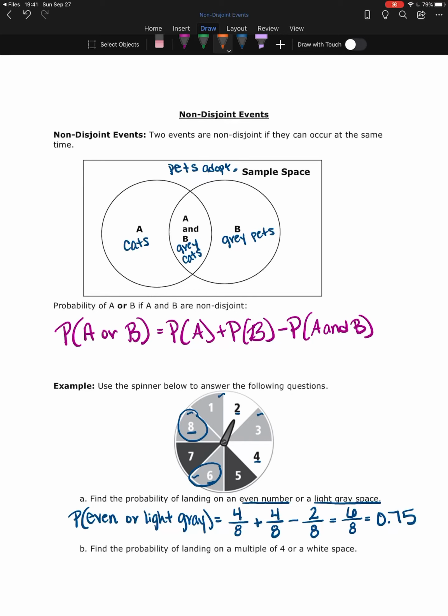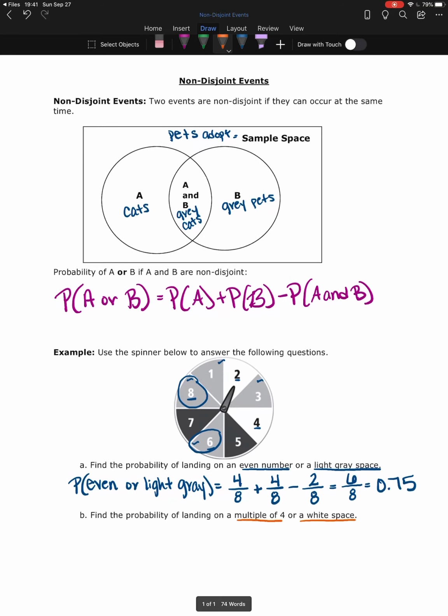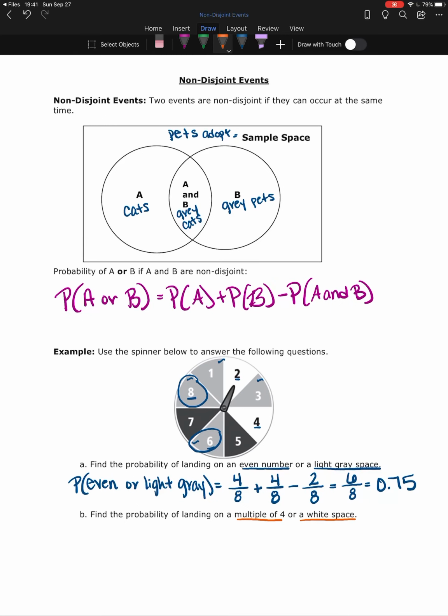Then find the probability of landing on a multiple of 4 or a white space. Multiples of 4 are the possibilities when we take a number and multiply it by 4. So 1 times 4 equals 4. 4 is a multiple of 4. 2 times 4 equals 8. 8 is a multiple of 4, and so on. And then we're also looking at a white space.